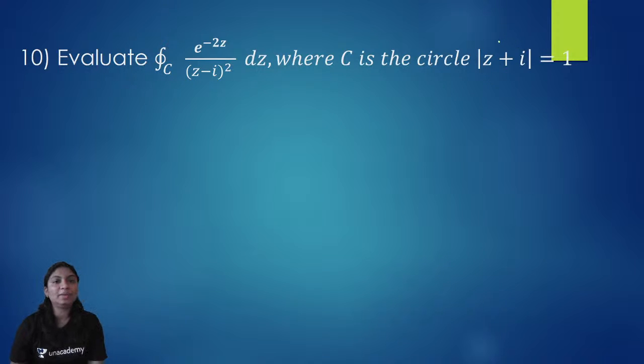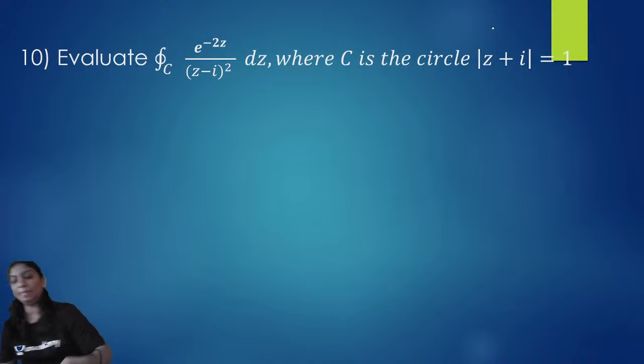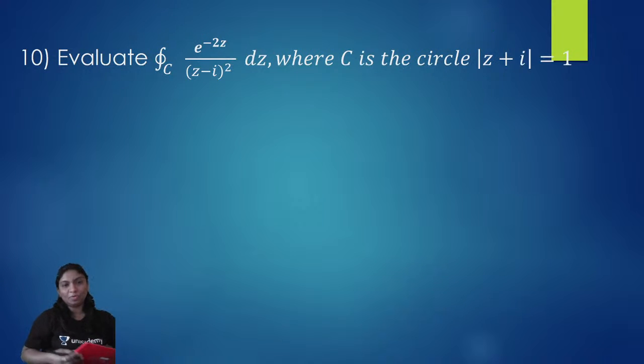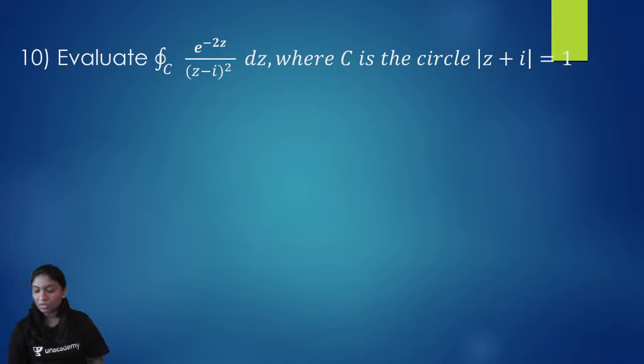So here we have e raised to minus 2z. Now here there are not finite numbers of poles, only one pole. So we can use any theorem here. First of all, check whether the point lies inside the curve C or not.